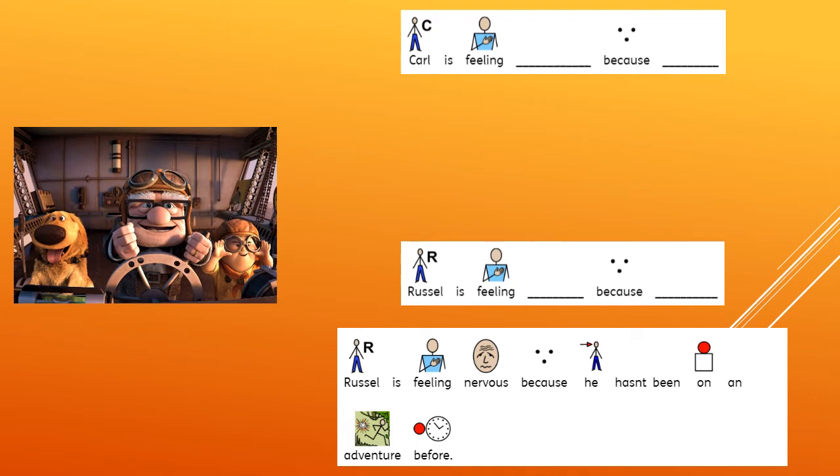I could maybe use a different feeling word other than nervous. I could say maybe he's a little bit scared or frightened, but I'm using the image and what's happening to try and decide how he's feeling.